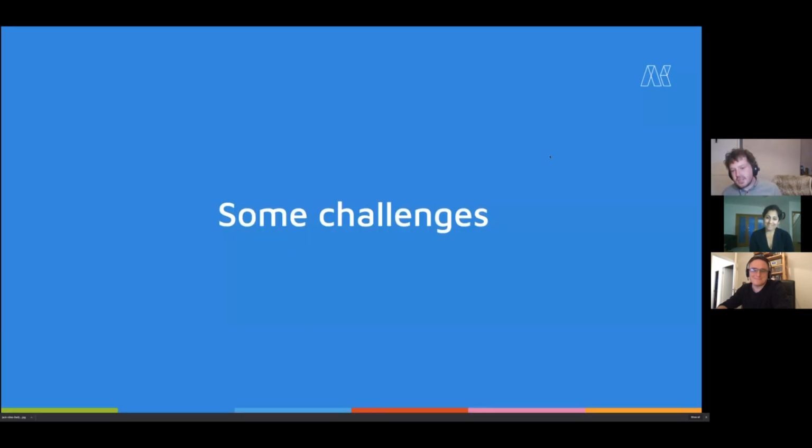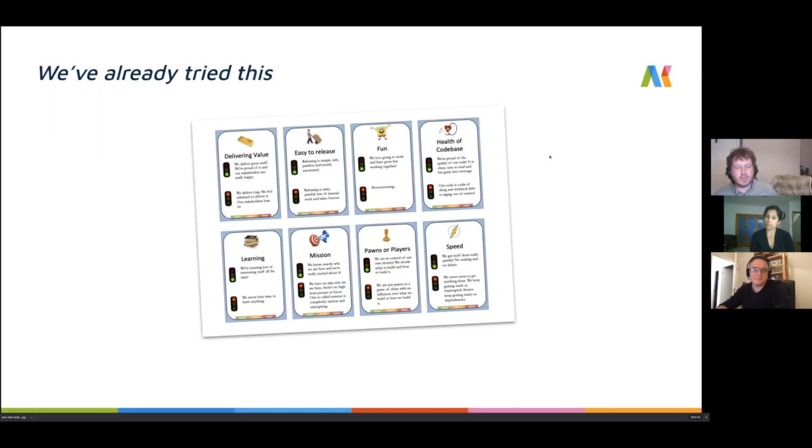So, some challenges that we found with it. Quite often we've gone into organizations and they've said, oh, we've tried the Spotify health model. We've done that. Why should we bother doing this again? Okay, I understand you tried the Spotify health model. Maybe just try this again, because it goes into a lot more detail. It's got a lot more thinking behind it.